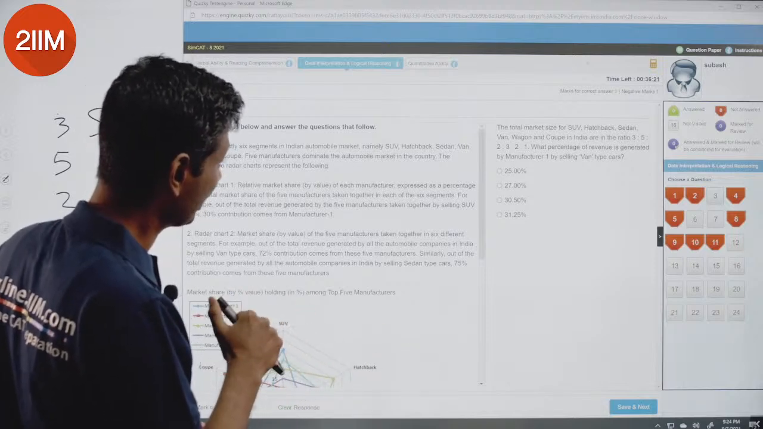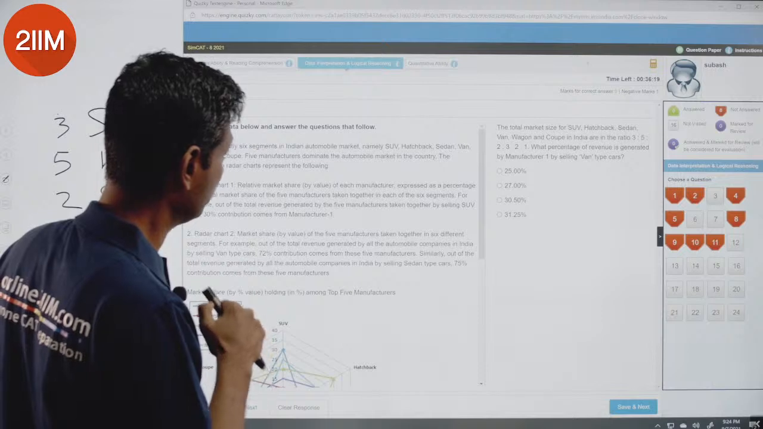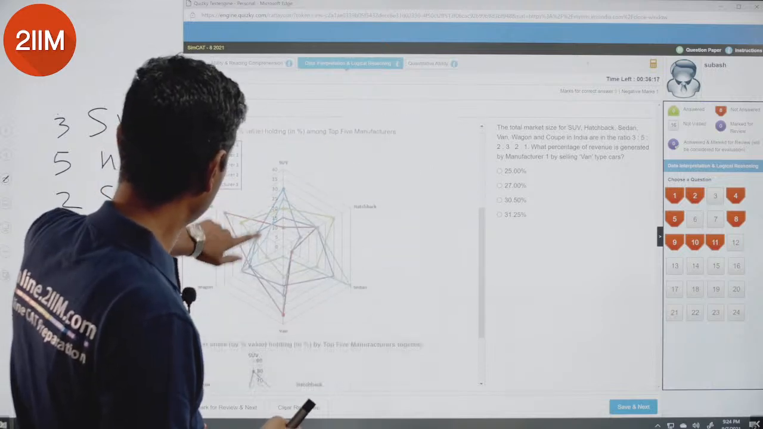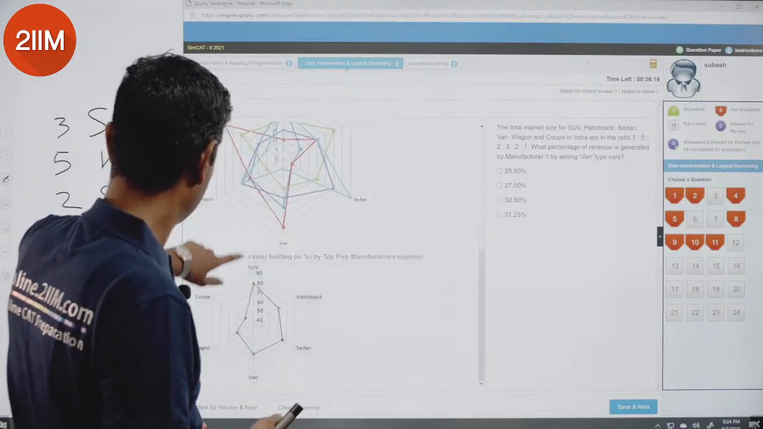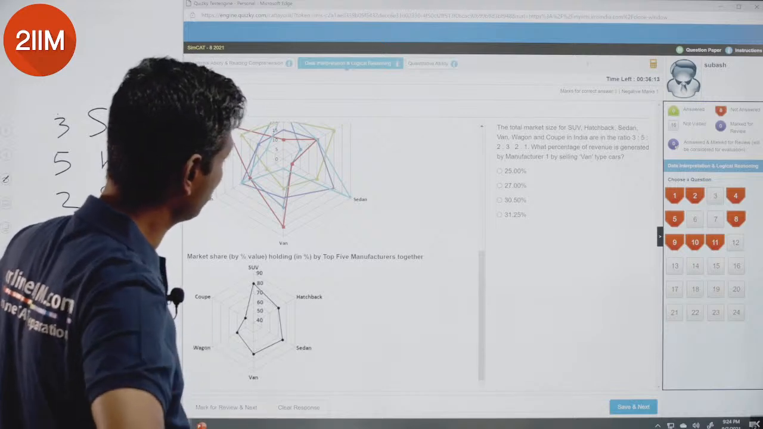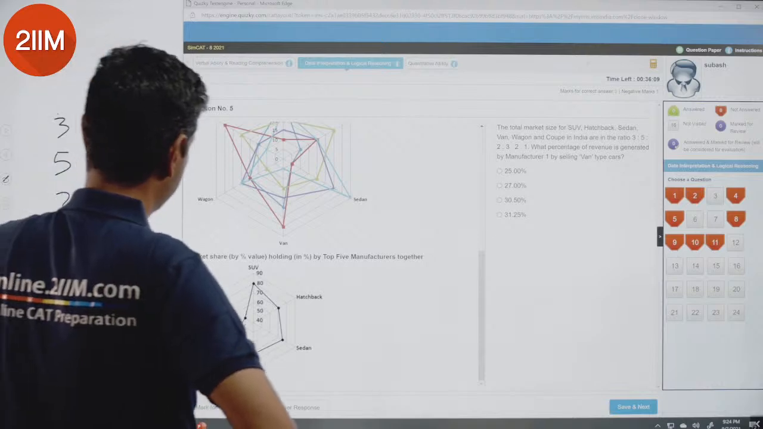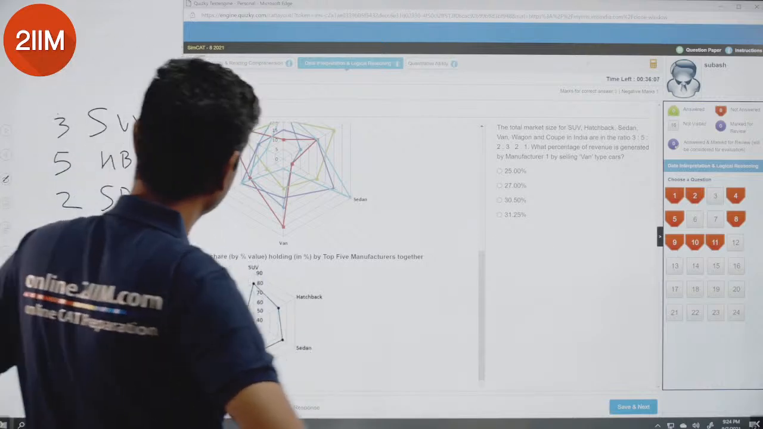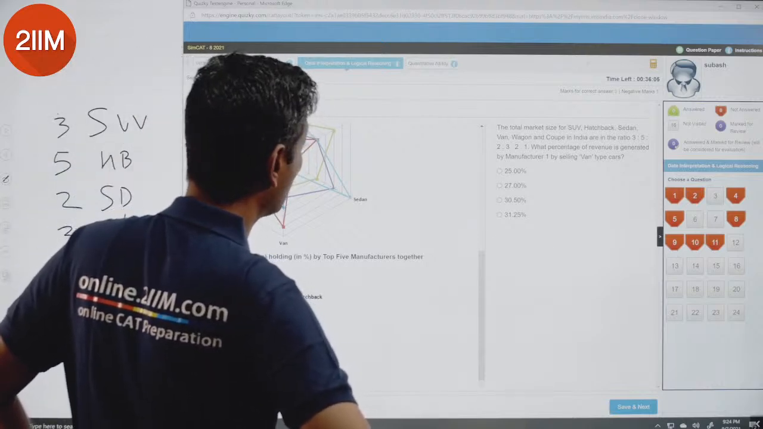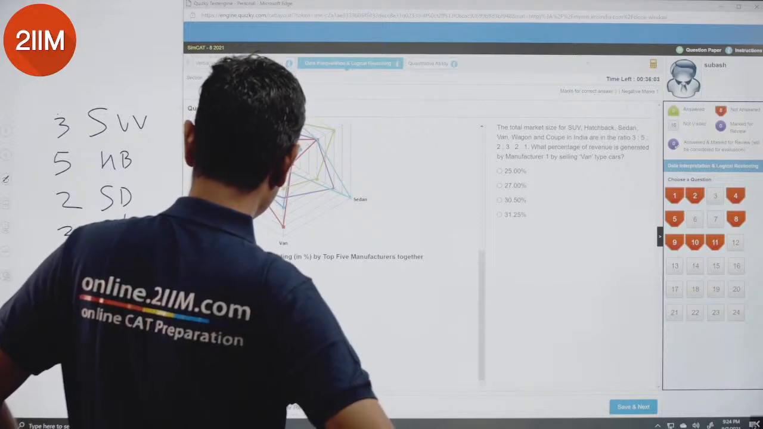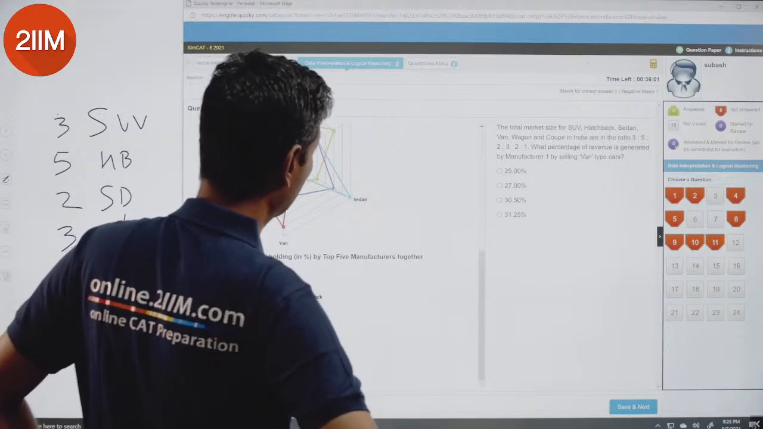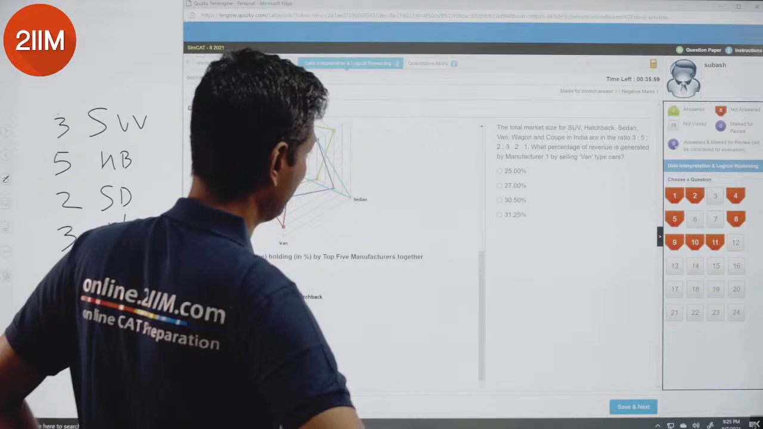What percentage of revenue is generated by manufacturer 1 by selling van type cars? Oh my God, this is a pain. I have to probably do the whole grid and simplify this. Do I try this? This is tempting enough to go all the way and finish everything off. But to get 6 questions for this, I might fill the whole grid and then see where it takes us.